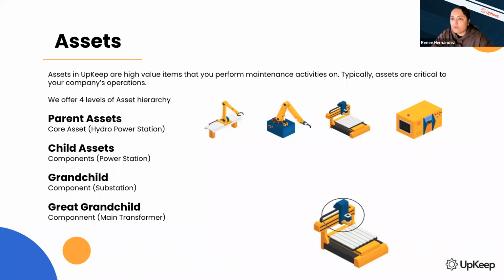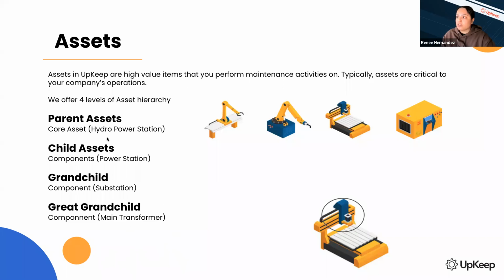We do have 4 levels of asset hierarchy, from the parent all the way down to a great grandchild asset. An example of each: the parent asset would be the core asset, so a hydro power station. Child asset would be a component of that hydropower station. Grandchild, another component, and then it just keeps going deeper and deeper.